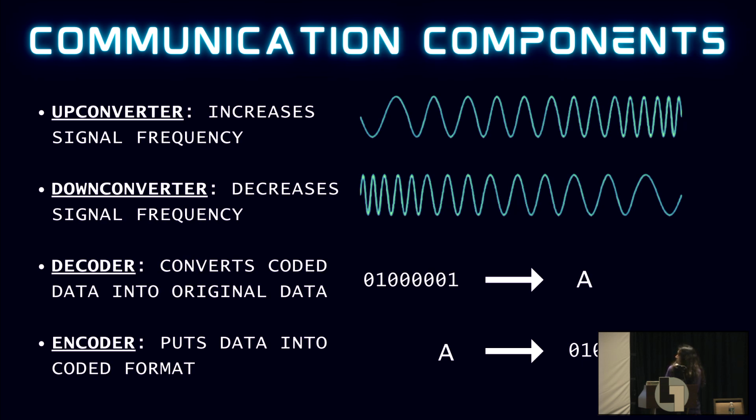Other communications components include the up converter. The up converter increases the signal frequency. The down converter does the opposite. It decreases the signal frequency. The decoder converts coded data into the original data, and then the encoder puts the data into a binary format.